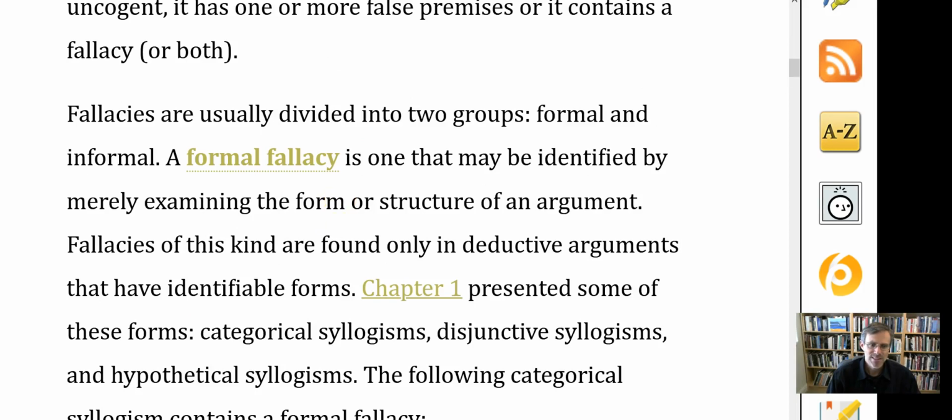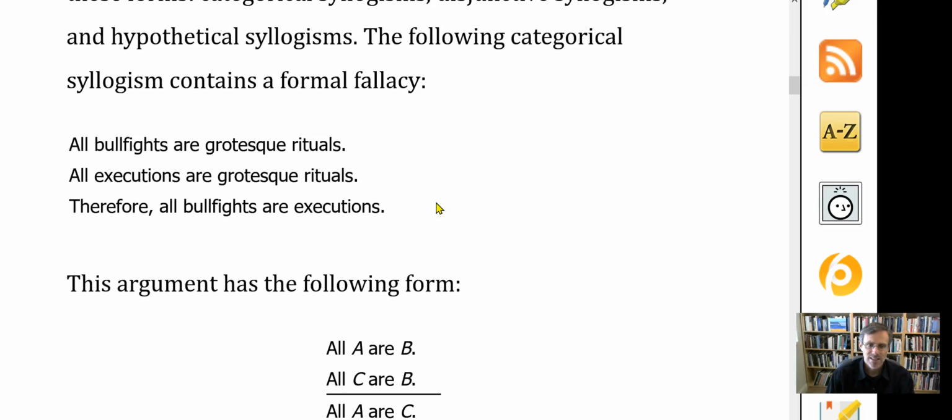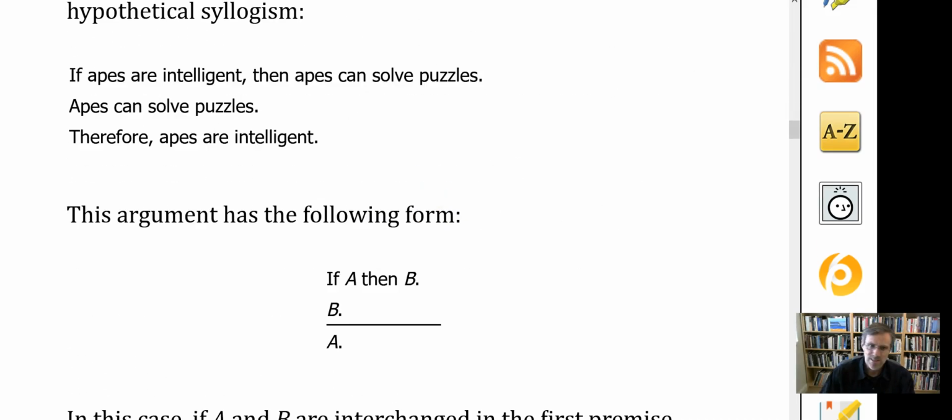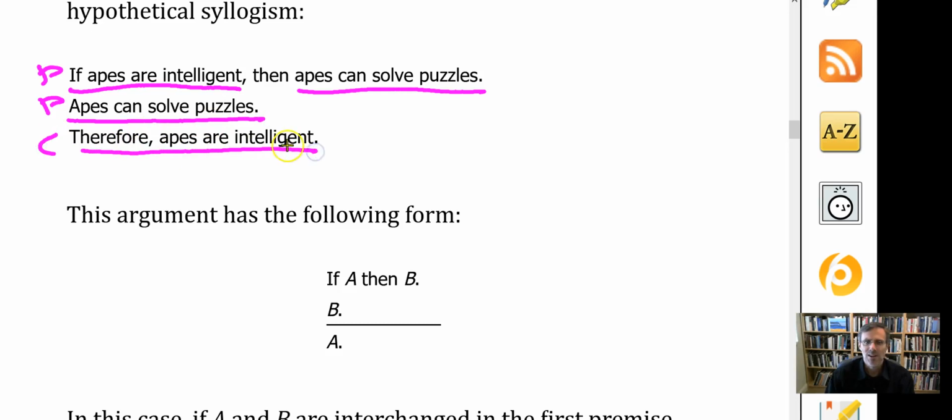There are two kinds of fallacies that we want to be aware of. The first is a formal fallacy. A formal fallacy is a fallacy where the error in reasoning can be identified just by the form of the argument itself. And Hurley gives us some examples here. Here's an example. The argument starts out with an if-then conditional. If apes are intelligent, then apes can solve puzzles. That's premise 1. Premise 2, apes can solve puzzles. And then the conclusion: therefore, apes are intelligent.